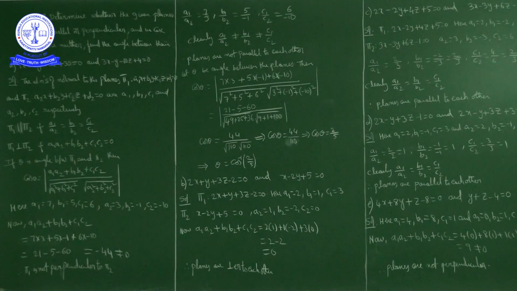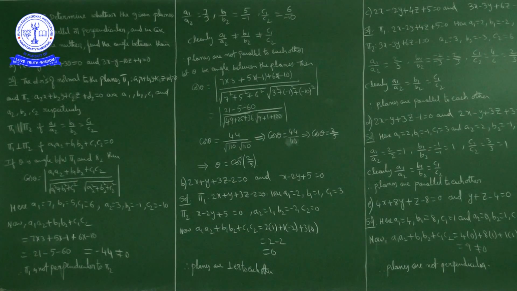Now, the first question: we have to check whether these planes are parallel or perpendicular or neither, and find the angle between the planes. What is the first plane given? 7x plus 5y plus 6z plus 30 equal to 0. I will consider this as pi 1. The second plane is 3x minus y minus 10z plus 4 equal to 0, which is pi 2.